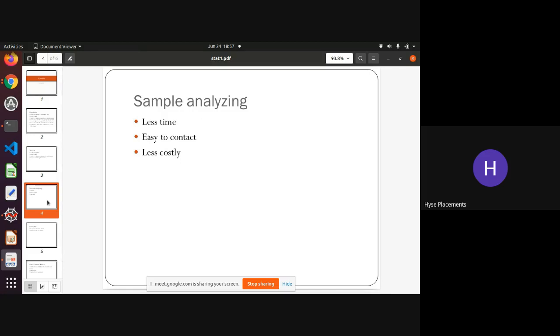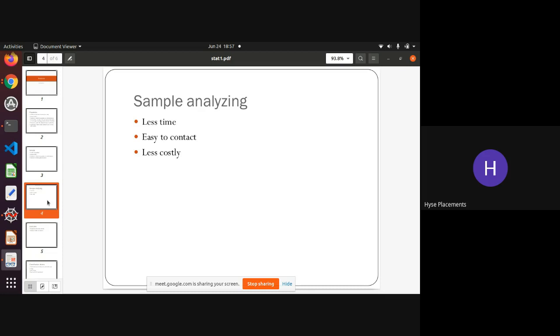Okay, sample analyzing. When you do sample analysis, these are the advantages. Less time. The time taken for conducting the interviews in that example, compared to collecting the interviews of all the students, is less, and it is easy to contact. If you go to the canteen, maximum of the students will be there, and you can collect the information. And it's less costly, right?